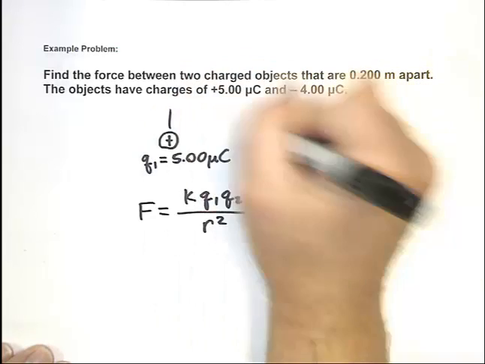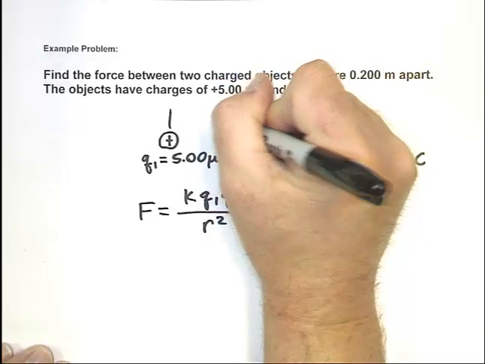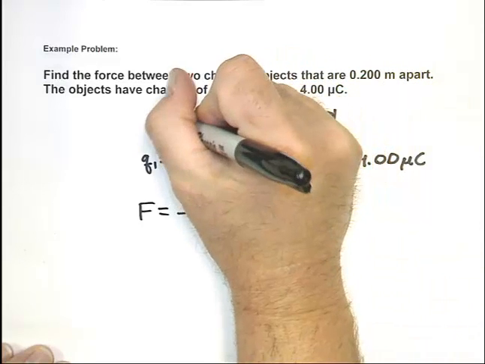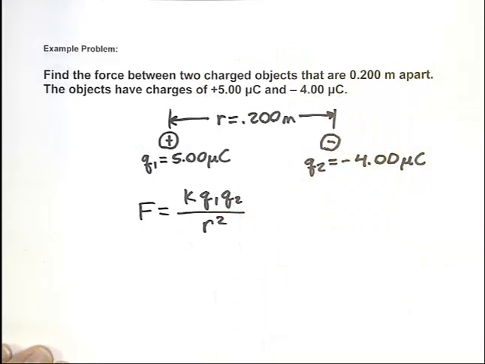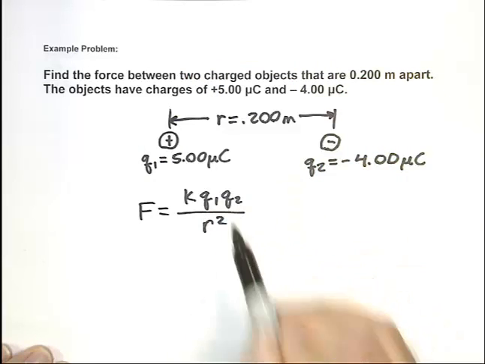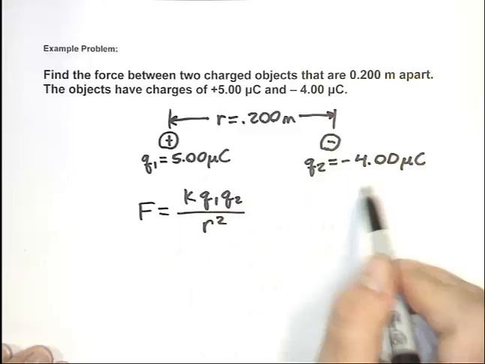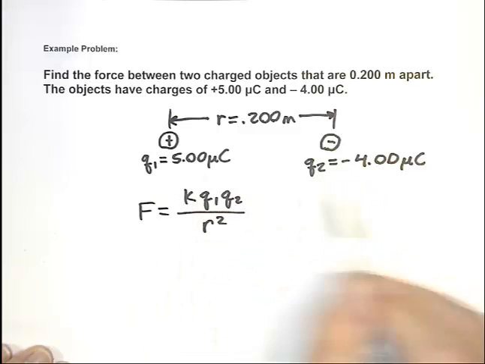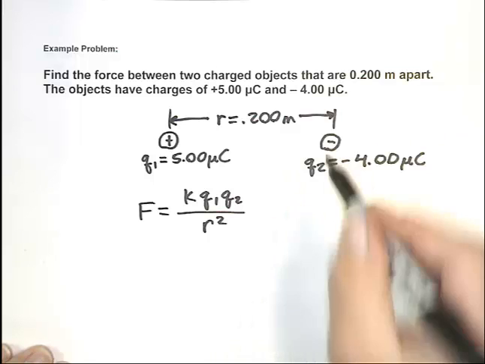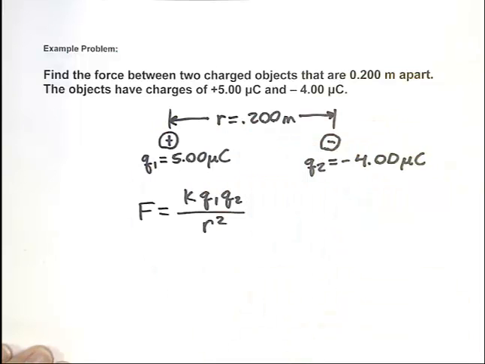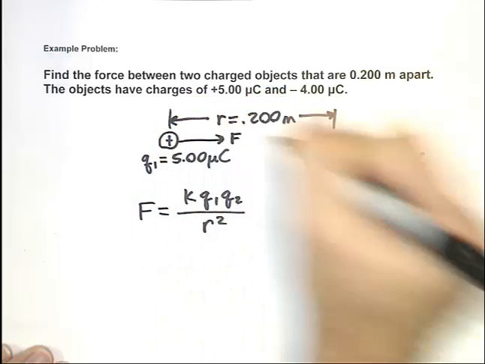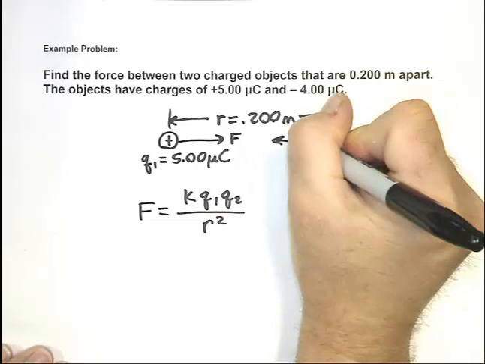Distance between these two guys is R. So R is 0.2 meters from center to center. Don't include the negative sign in the equation, because what we have to do is look at the situation and determine ourselves what the direction of the force would be. So for example, because these two guys have opposite signs, the positive guy is going to feel a force this way, and the negative guy is going to feel a force this way.